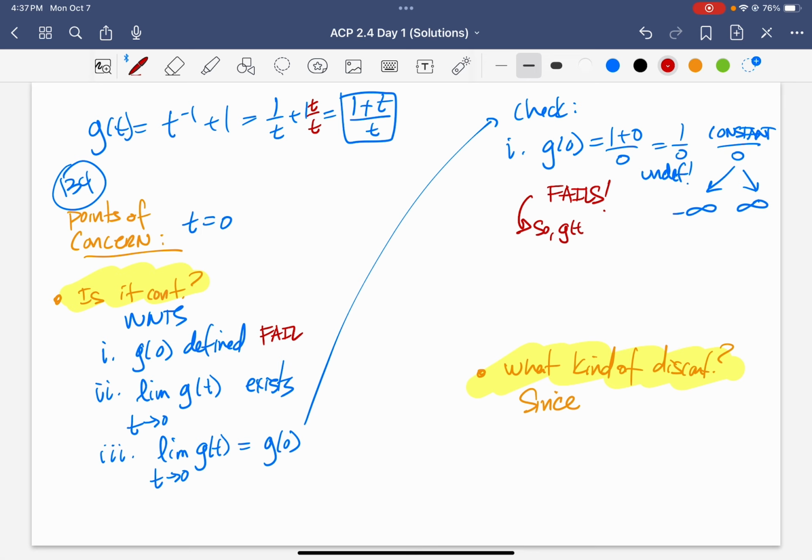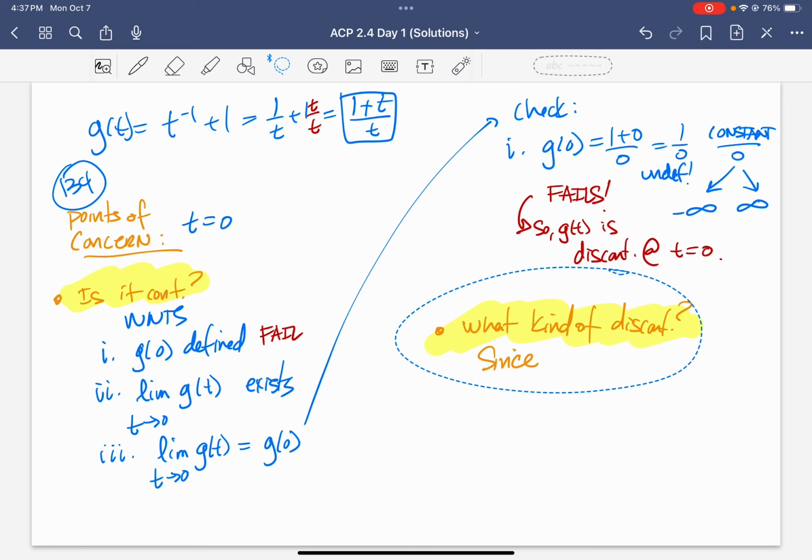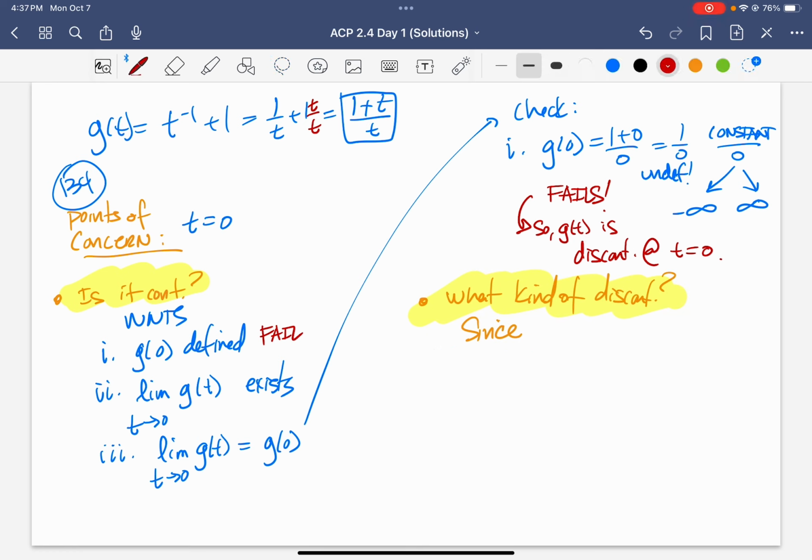So g of t is discontinuous at t equals 0. Now we have to see what kind it is. So what kind of discontinuity is it? Well, we know it's either negative infinity or infinity, so I'm going to test near 0.